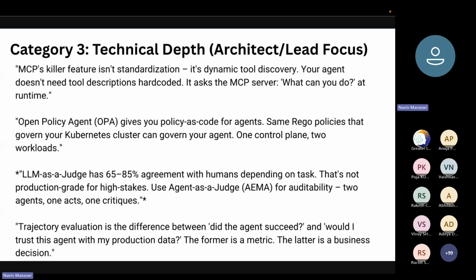Okay, so the third angle you can say is technical depth. MCP's killer feature is not standardization; it is dynamic tool discovery.